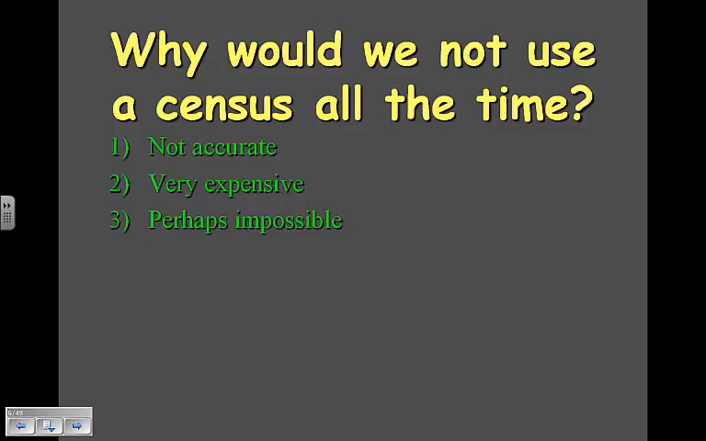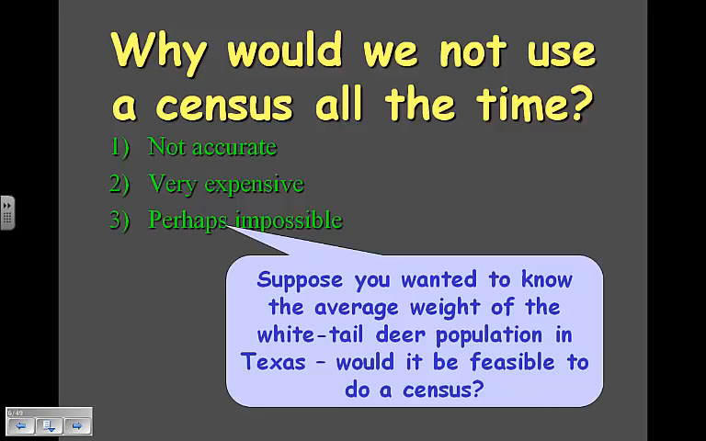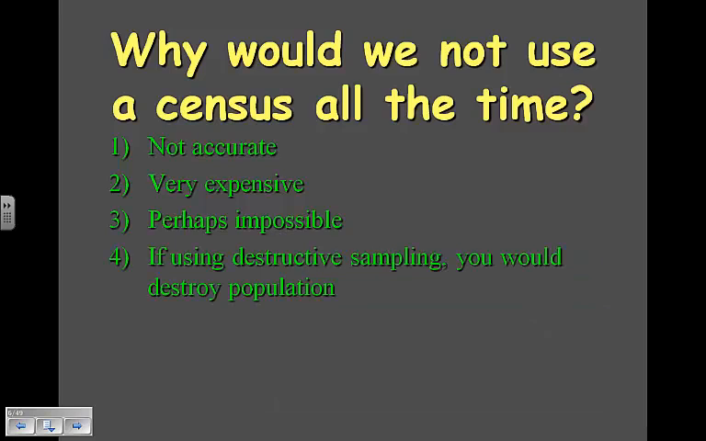It is perhaps impossible. Think about this example. Suppose you wanted to know the average weight of the white-tailed deer population in Texas. Would it be feasible to do a census? I can tell you I spent a lot of time in Texas, and when I was in high school I spent a lot of time hunting white-tailed deer in Texas, and you simply can't do a census. There's no way to count them all.